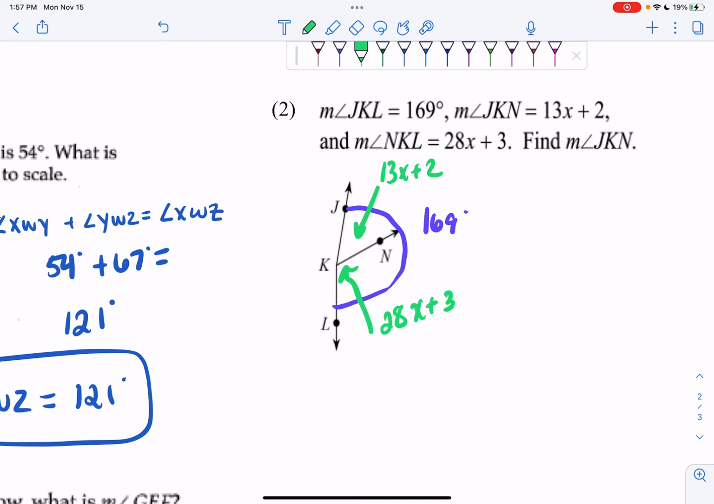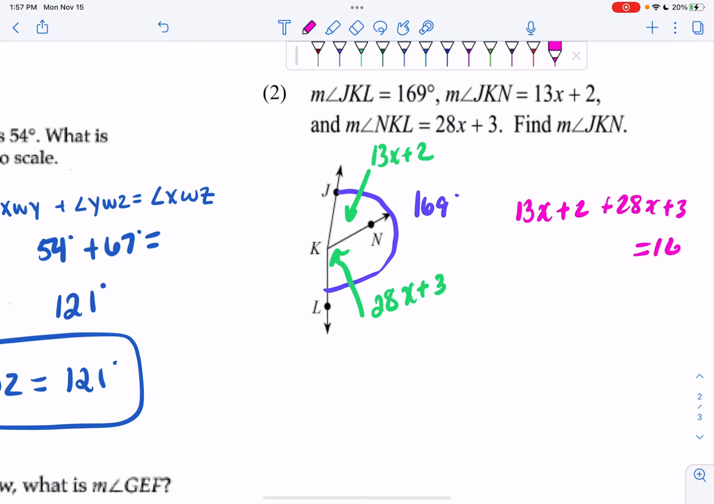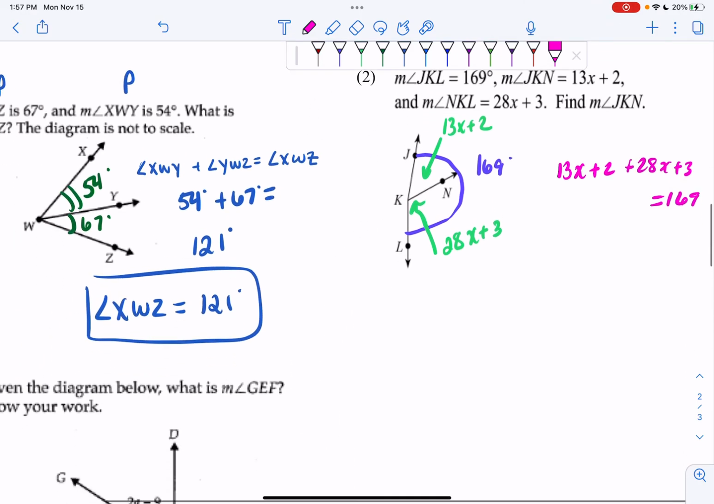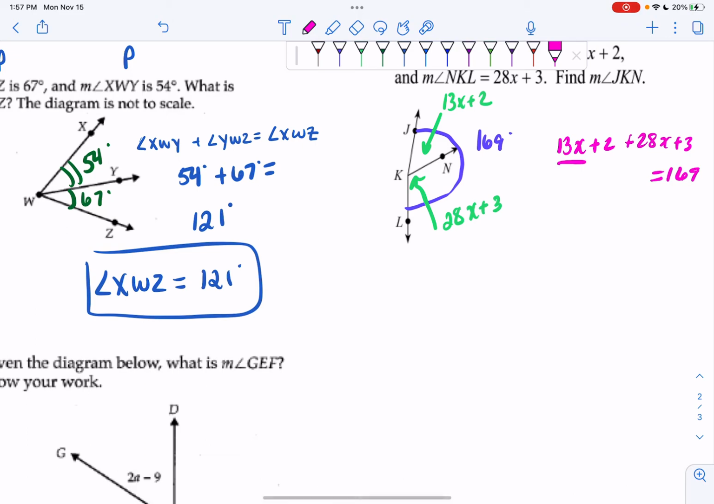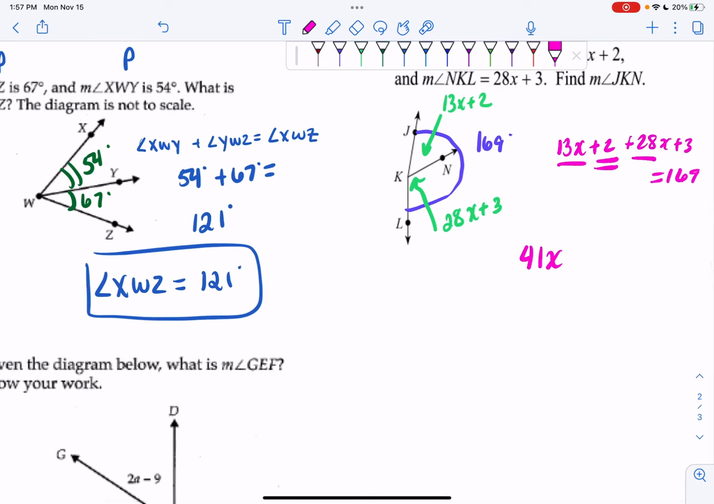So I need to find the value of x, but the thing is, I know part plus part is equal to my whole. So I can do 13x plus 2 plus 28x plus 3 is equal to 169. So I'm going to combine my like terms. 13x plus 28x is 41x. 2 plus 3 is 5, and that's equal to 169.